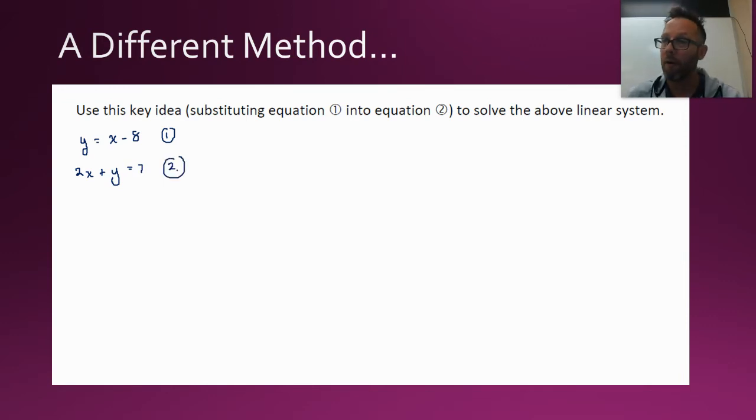All right, so follow along here. Here's the idea. Equation 1 is saying that y is equal to x minus 8. Well, if y is equal to x minus 8, why don't I just substitute that into my second equation? Replace y with x minus 8. I'm going to write that as substituting equation 1 into equation 2.